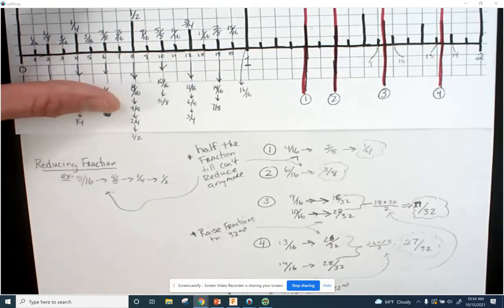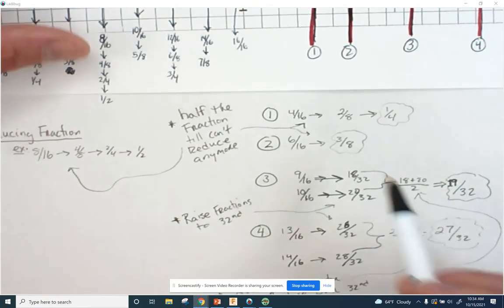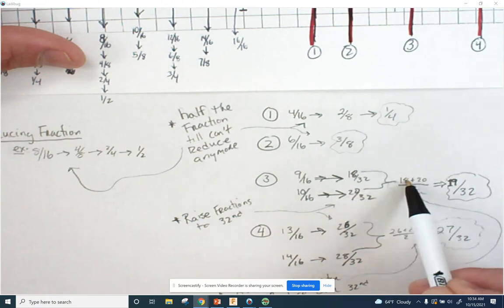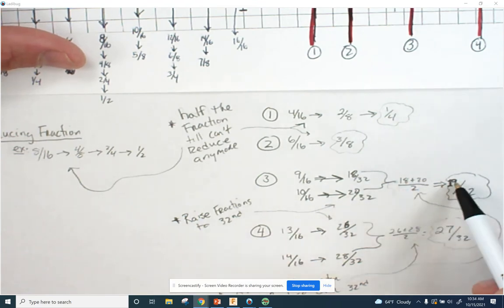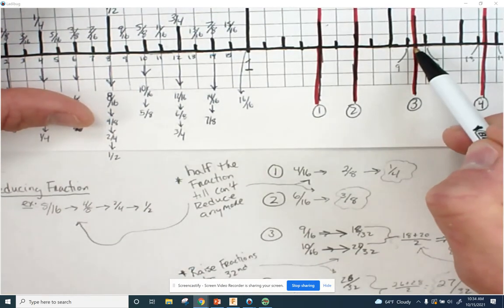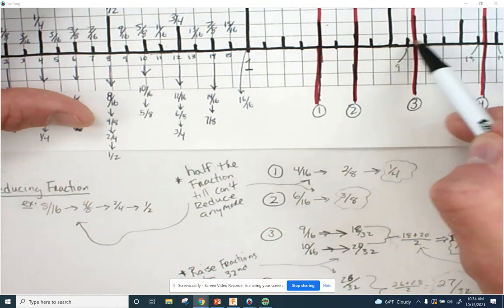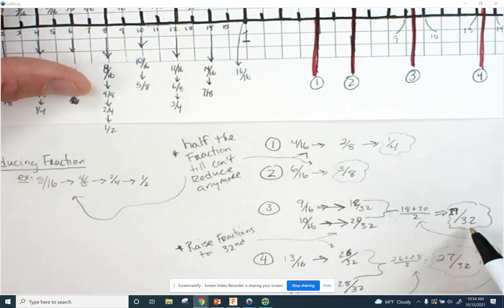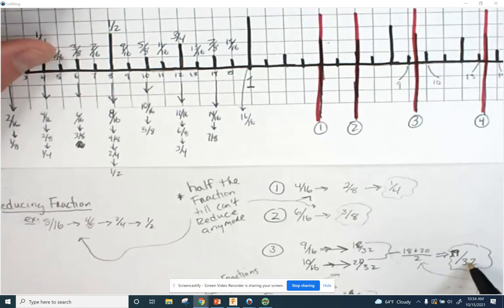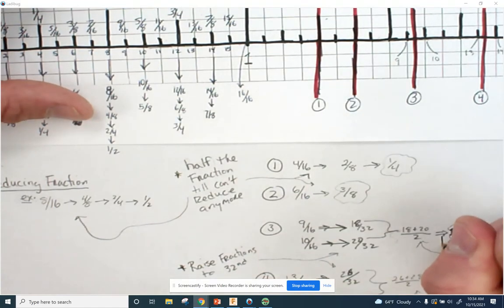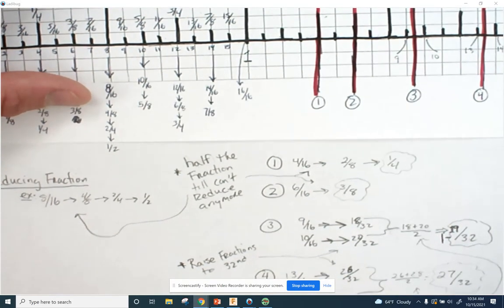Okay? Go ahead and zoom in here just a little bit. At that point, you just average the numerator. So 18 plus 20 divided by 2 equals 19. 19 over 32. So to report this value, number 3 here, if it falls anywhere in between these two, it would be reported as 19/32. And this is actually 1 inch, so it would be 1 and 19/32.